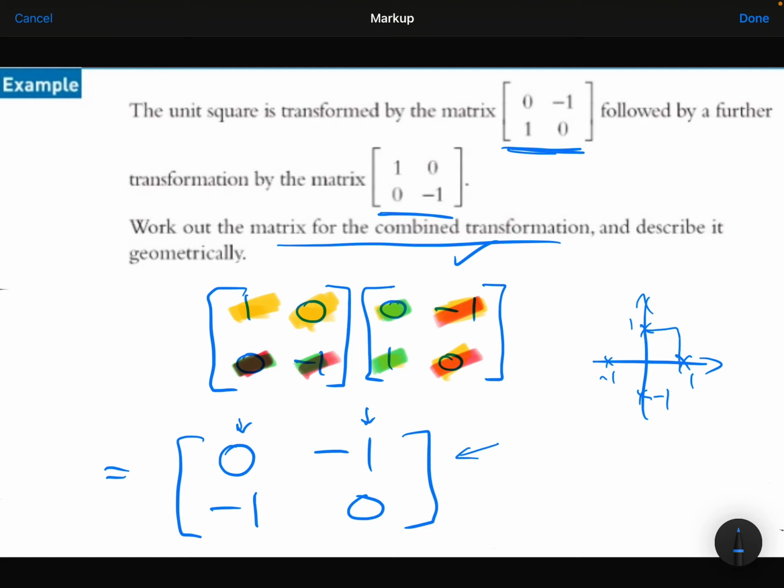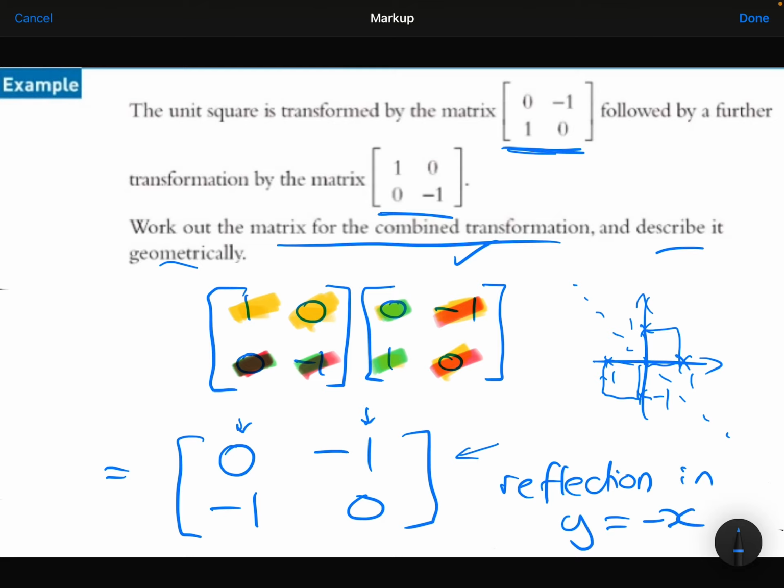So this is taking my unit square here and moving it over to be here. It is a reflection in the line y equals minus x. And this is my description of this transformation geometrically.